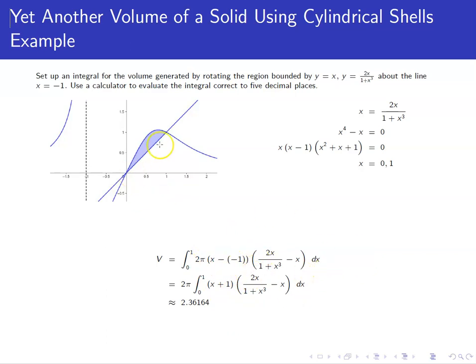The other thing we need are our limits of integration for our x's. Setting the two functions equal to each other and solving for x, we get x to the fourth minus x equals 0 when we clear our fraction here. We factor out an x, we get a difference of two cubes. We get an x cubed minus 1, so we have an x minus 1 times an x squared plus x plus 1 is how that factors. This has complex roots, so the only real roots we have are 0 and 1. So that's why our integral goes from 0 to 1 here.